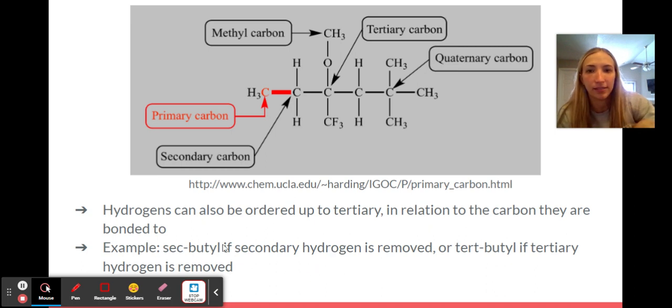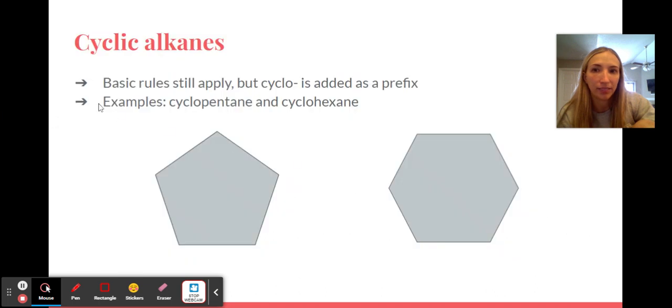And then it gets a little trickier. Your sec-butyl if your secondary hydrogen is removed, or a tert-butyl if your tertiary hydrogen is removed, if we're going back into what I was talking about before.